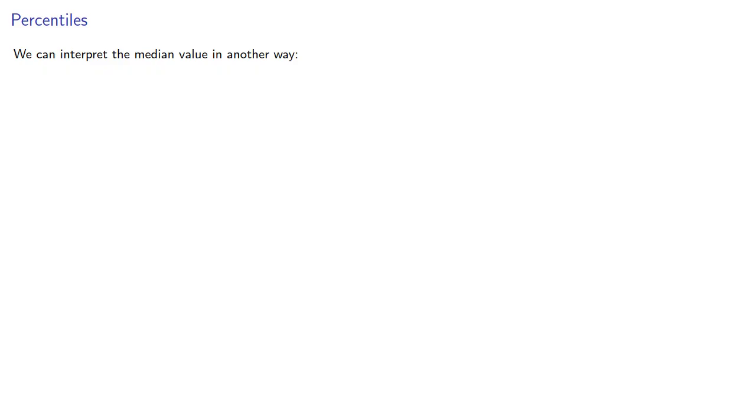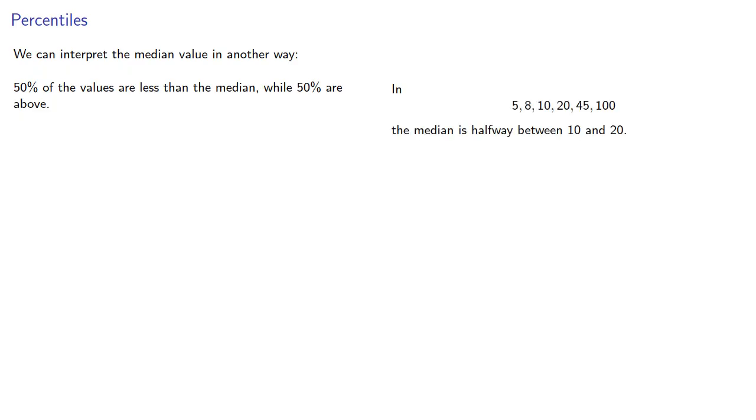We can interpret the median value in another way. 50% of the values are less than the median, while 50% are above. So for example, if our values look something like this, the median is halfway between 10 and 20, so the median is 15, and we have 3 half the values less than 15, and 3 half the values more than 15.